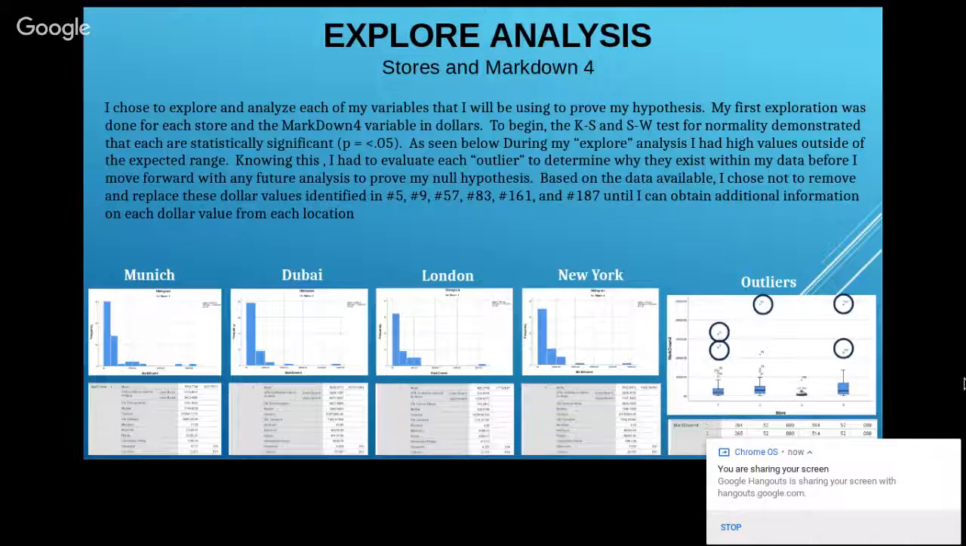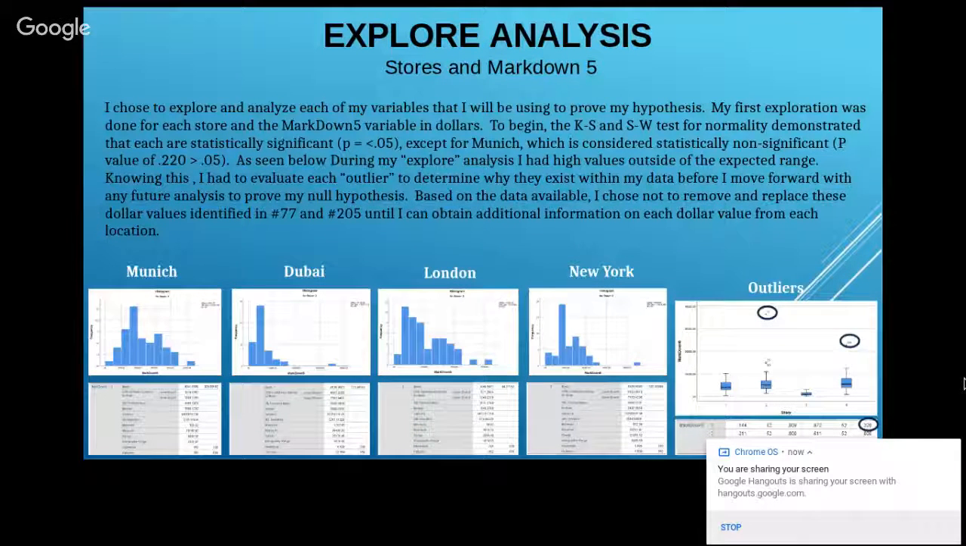Same thing again, everything P is under 0.05. It makes it statistically significant, just like the previous Explore analysis I did on the markdowns. And once again, I chose to keep the outliers until I could obtain additional information to determine if these were mistakes or if they were actual dollar values that I would have to equate into my analysis. So I went ahead and equated them into my analysis until I found out more information.